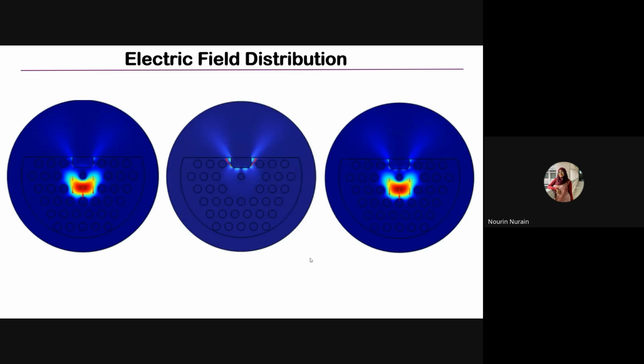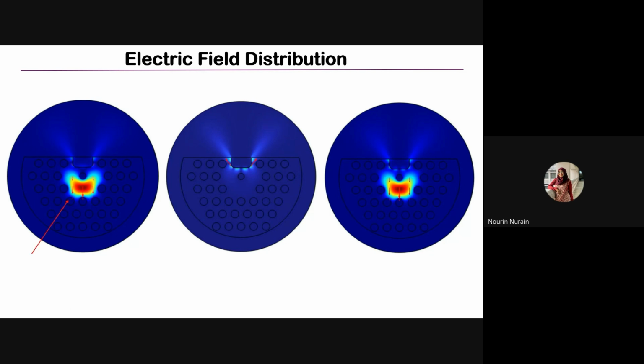Okay, so for the electrical field distribution, here is the picture of our simulation, which is from COMSOL Multiphysics software. So the first picture right here, here we can see that light is confined into this region, making a butterfly-like shape. That is why we named it a butterfly core.